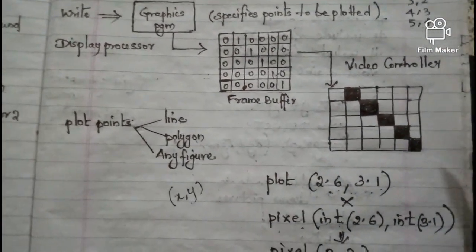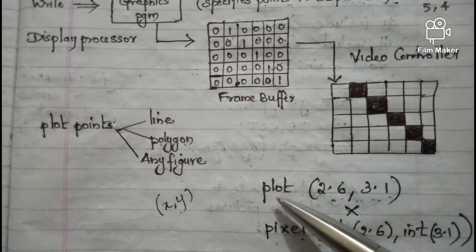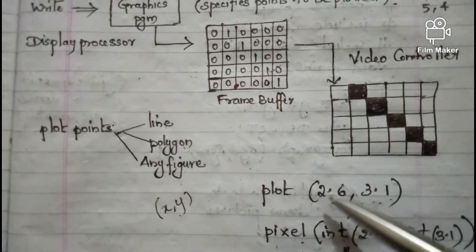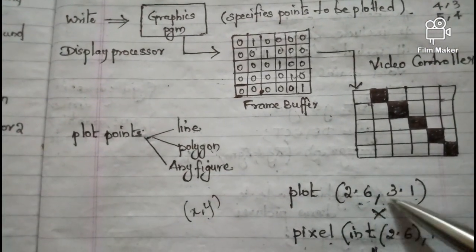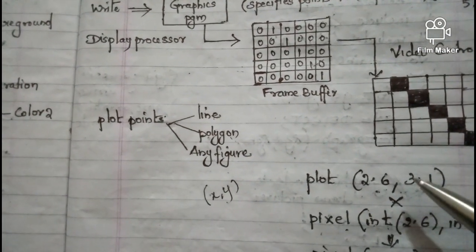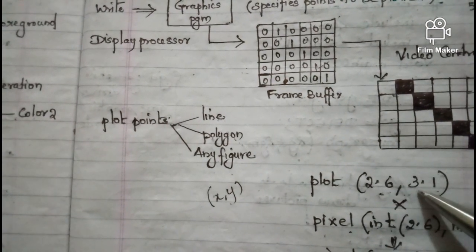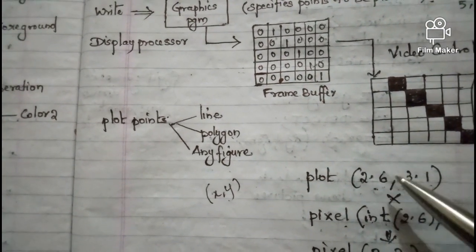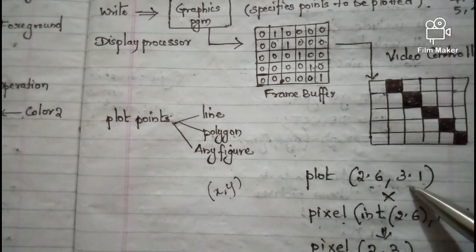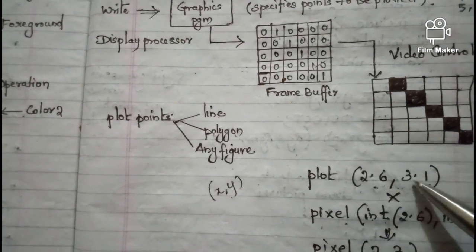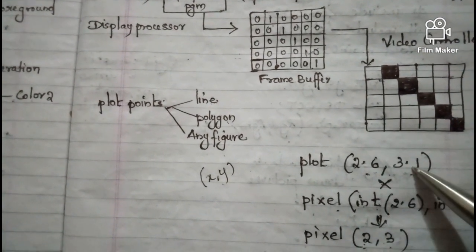Okay, let me tell you one important thing. Suppose the point is specified like this: plot 2.6, 3.1. Instead of specifying integer values, I am giving floating point values. Is it possible? No, it is not possible. You cannot specify floating point numbers as arguments. Why? Because the first argument indicates the column number, and the second argument indicates the row number. So row and column numbers are integer values. These cannot be floating points, so it is not possible.